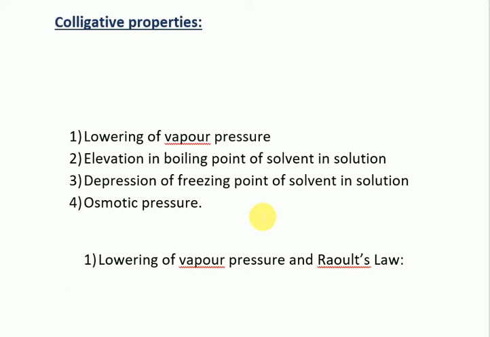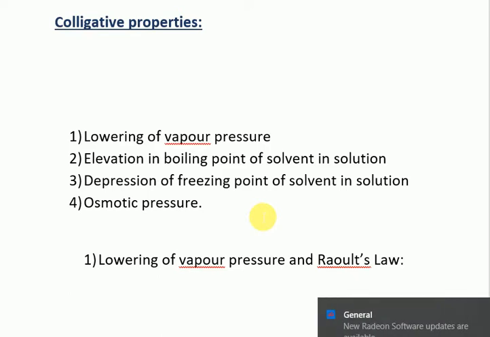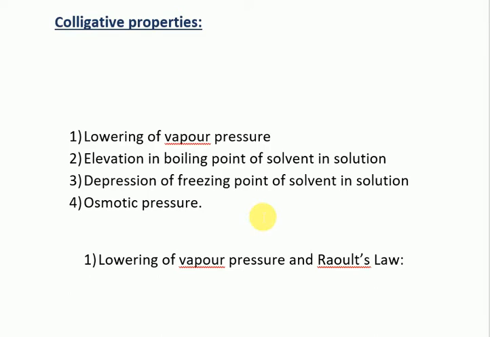Today we will see the colligative properties. In the last lecture we have seen the solution and the concentration determination ways, for example normality, molarity, molality, mole fraction, ppm. So today we will see the colligative properties. Colligative properties are the properties of a solution that depend only on the number of solute particles in the solution and not on the nature of the solute particles.